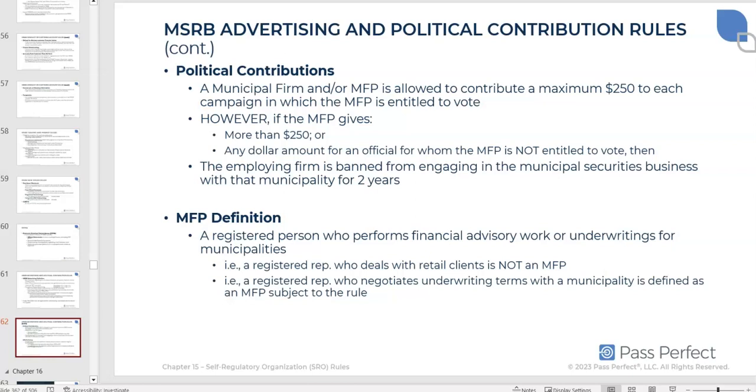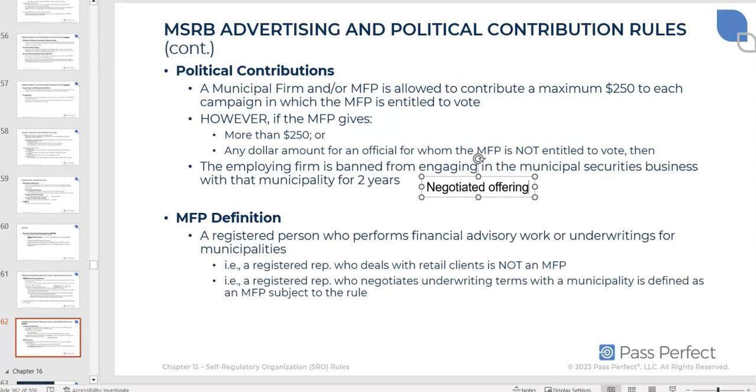Now, if a firm makes a political contribution to a candidate or to a political action committee, they may not engage in securities business with that municipality for 2 years. Again, I'm only talking about negotiated underwritings. If it's a sealed bid underwriting, that's all right, because the lowest bid wins, so that won't matter. But for negotiated underwritings, they cannot solicit business for 2 years.